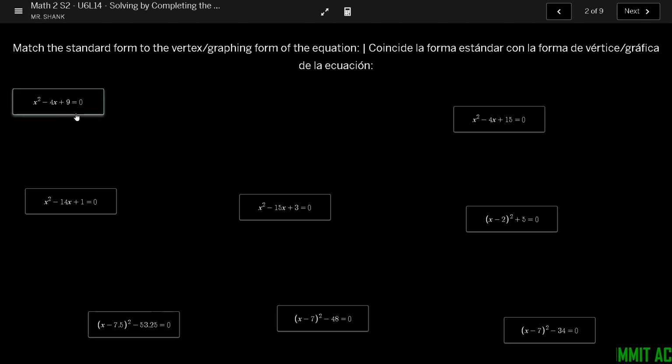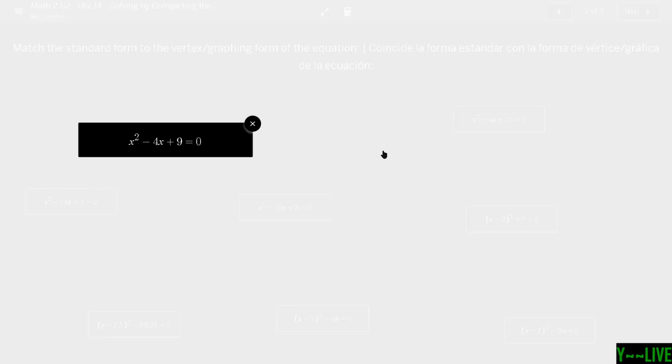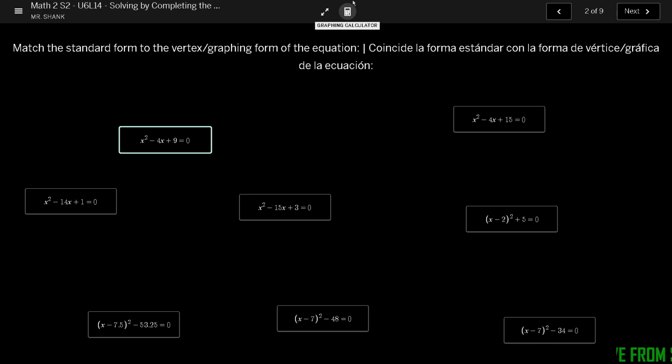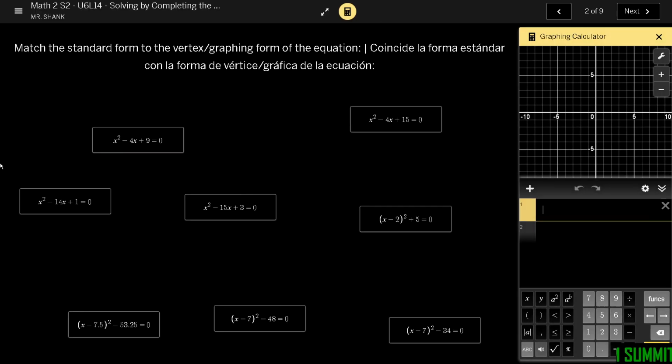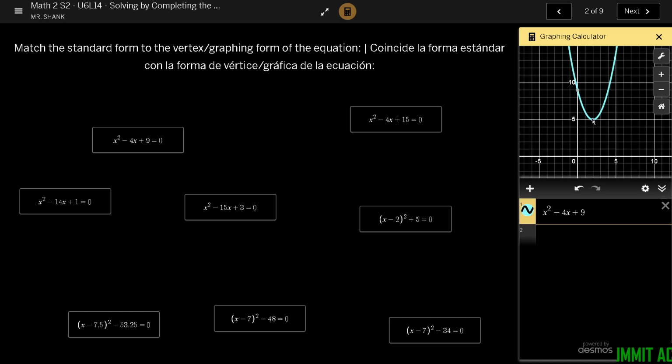So what I can do is, let's say, for example, I want to work with this one where it's x squared minus 4x plus 9. I can pull up the graphing calculator. I'm going to graph out the original equation. I say x squared minus 4x plus 9. And then I look at the graph and I see, okay, what is going to be my vertex? Well, my vertex is that lowest or highest point of that curve. And I'm going to say it's going to be 2, 5.